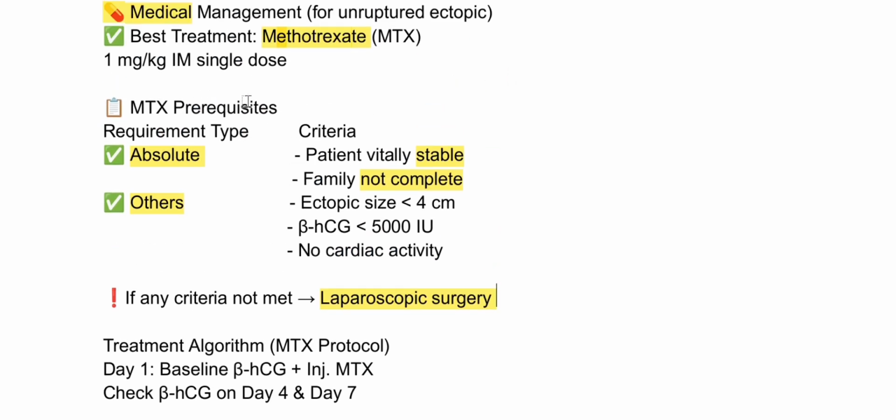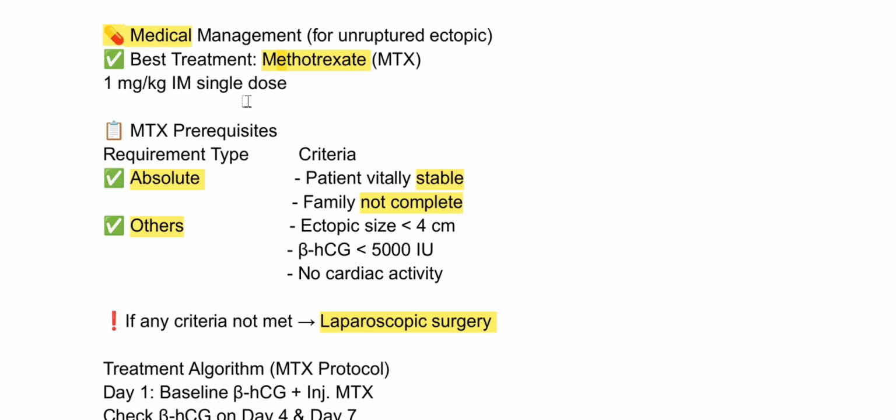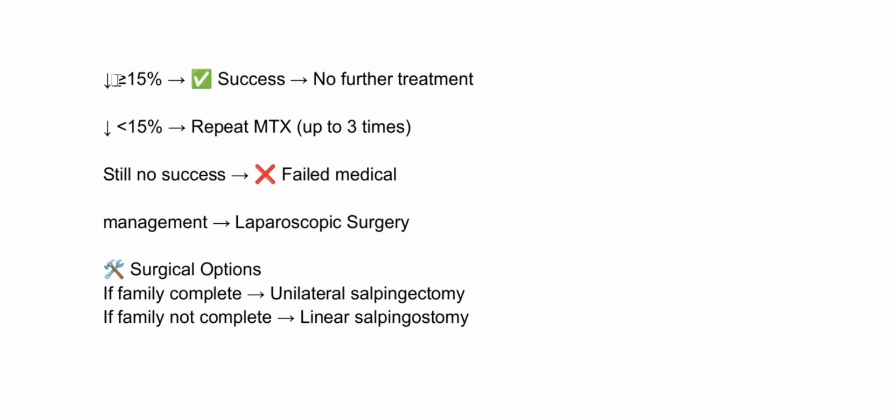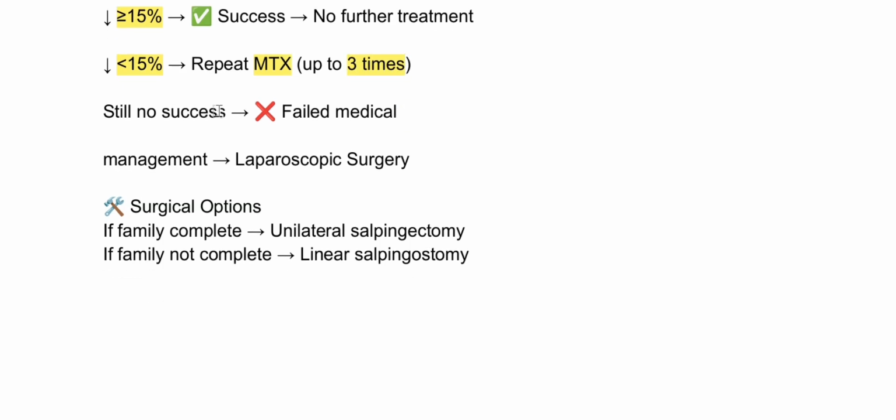And if it meets, we will give them methotrexate 1 milligram per kg intramuscularly single dose. Now treatment algorithm. On day 1, we will give baseline beta HCG plus injection methotrexate. Beta HCG will be checked again on day 4 and day 7. If it decreases by 15%, that is, medical treatment is successful and no further treatment is required. If it decreases but by less than 15%, we will repeat methotrexate. We can give maximum 3 times. If there is no success and the patient is still the same, it means that medical therapy has failed. So we will go for laparoscopic surgery.